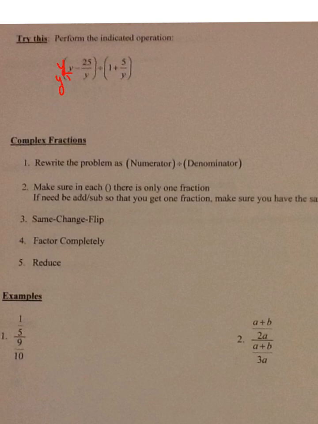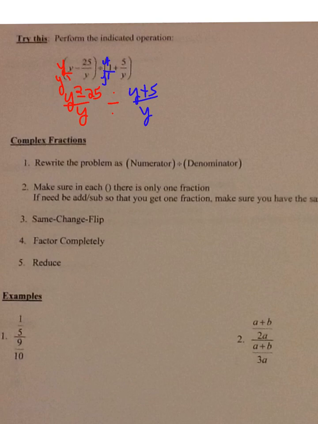So I'm going to get y squared minus 25 over y divided by, and now let's look at the other parentheses. I have 1 plus 5 over y, so I'm going to put the 1 over 1 and multiply numerator and denominator by y. So I have y plus 5 over y.